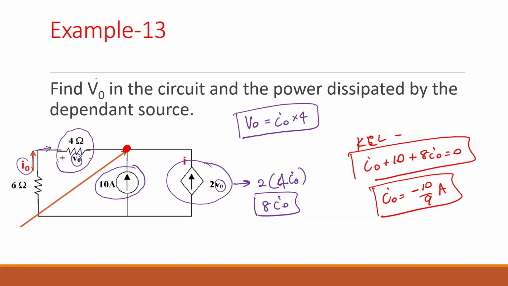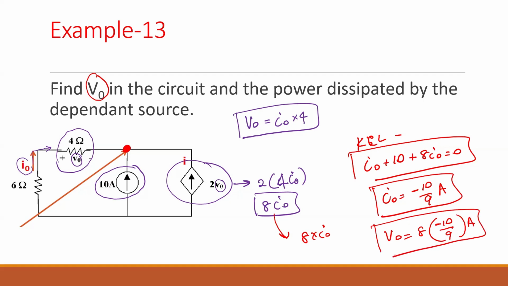In the question, they're asking us to find V naught. So what is V naught? V naught is 8 times I naught, so 8 times whatever you found for I naught. You put that in the calculator and you can find V naught. That's just applying maths. So whenever you have a dependent source, that's how you do it. Are we good? These questions are in the tutorial as well. We will do it, but if you understood this, you can try all the questions in the tutorial now.